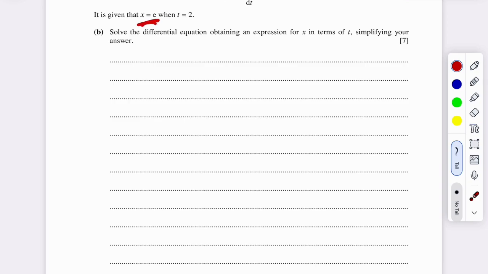And it's given that x equals e when t equals 2. And knowing that, it wants us to then solve the differential equation, obtaining an expression for x in terms of t. So how do we do that? Well, what we're going to say is x ln x plus t dx plus dt equals 0. Just starting off with that.